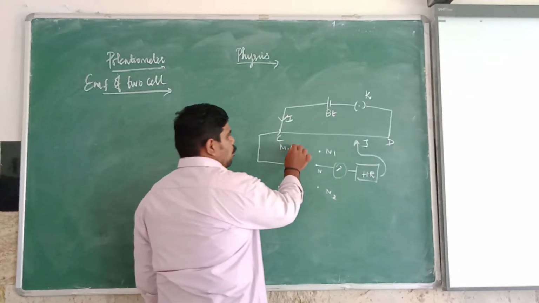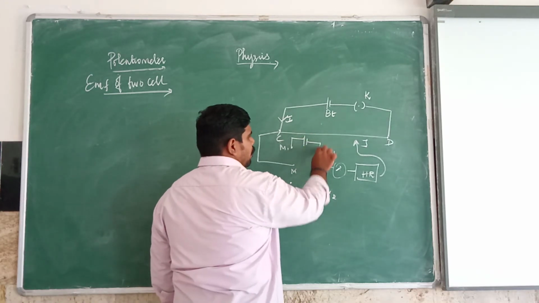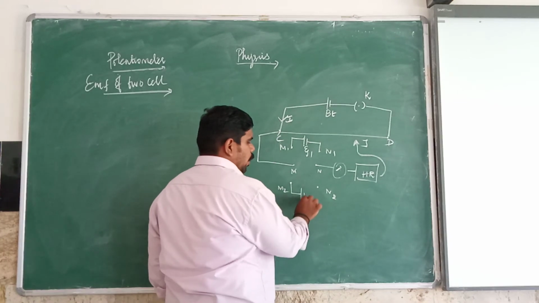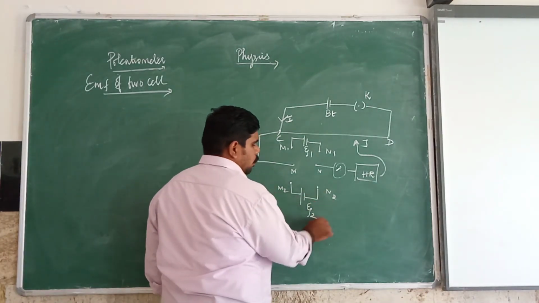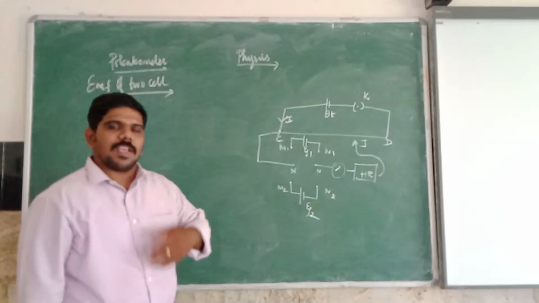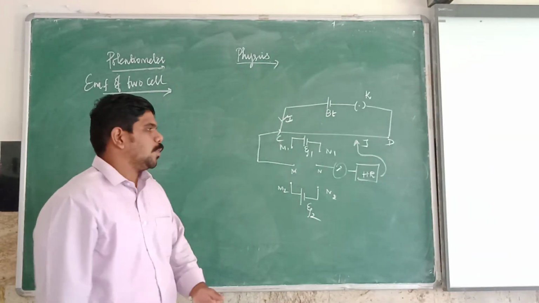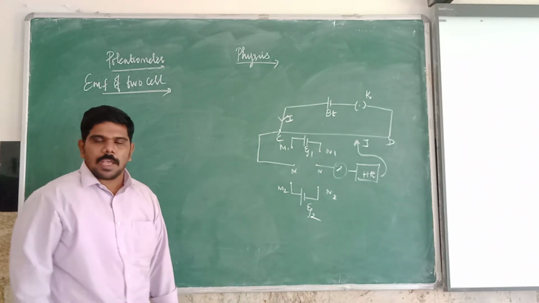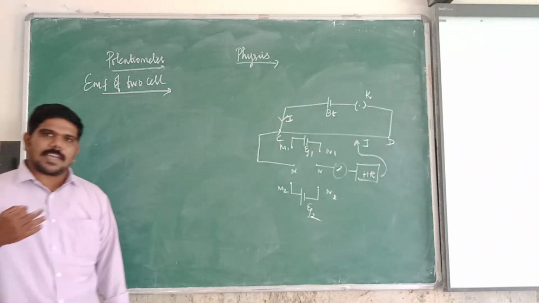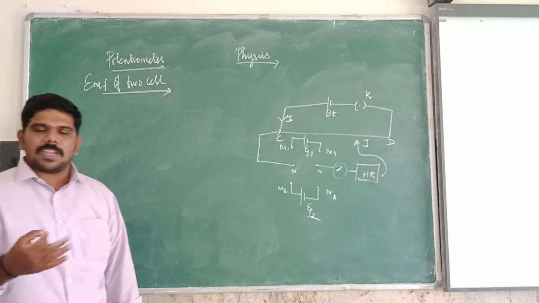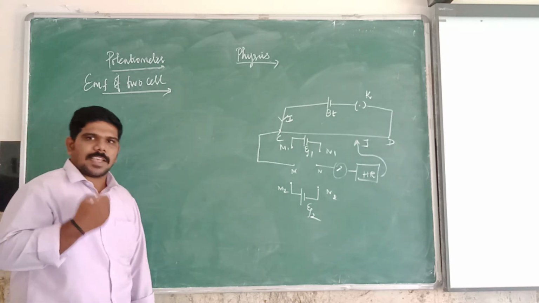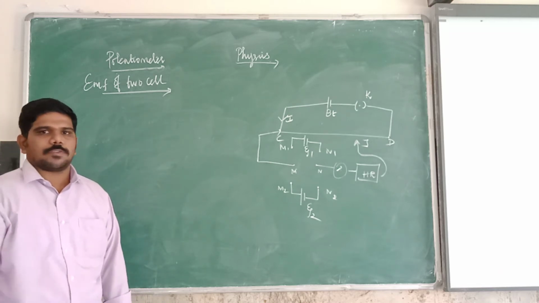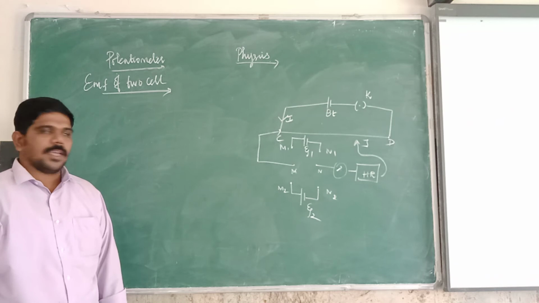Now the terminals M1 N1 will be connected to the EMF of cell ε1. The terminals M2 N2 will be connected to the EMF of cell ε2. So the EMF of cell ε1 is connected to the M1 N1 end of the DPDT switch, and the EMF of cell ε2 is connected to the M2 N2 end of the DPDT switch. Okay? Clear?